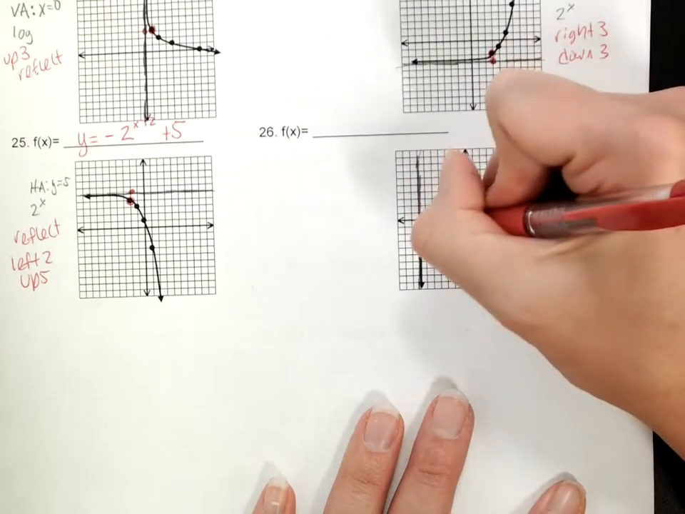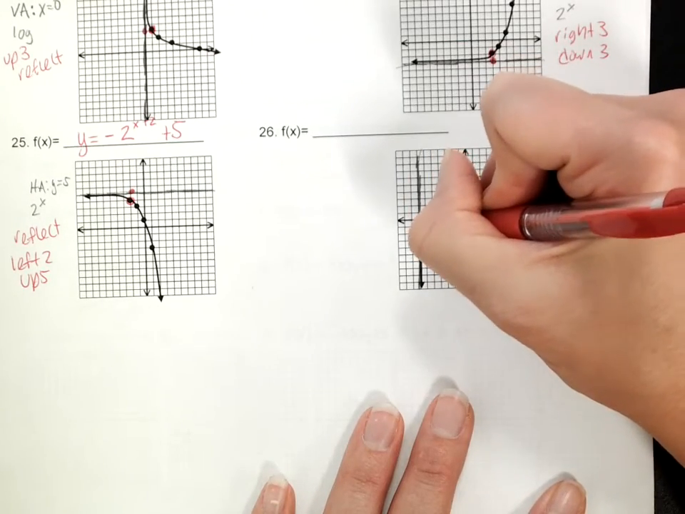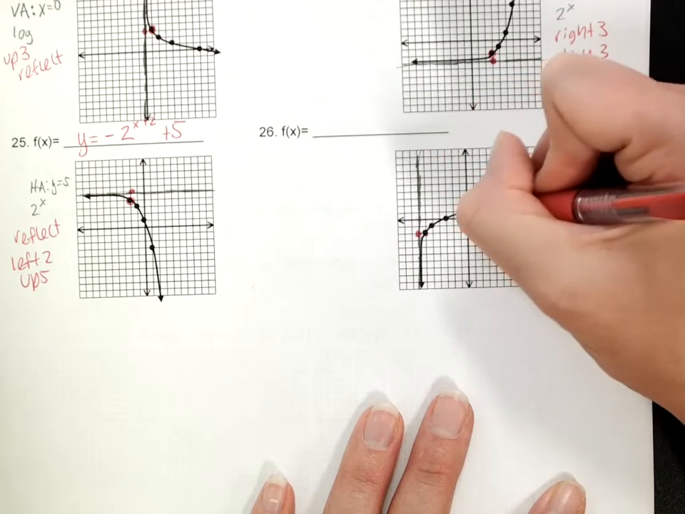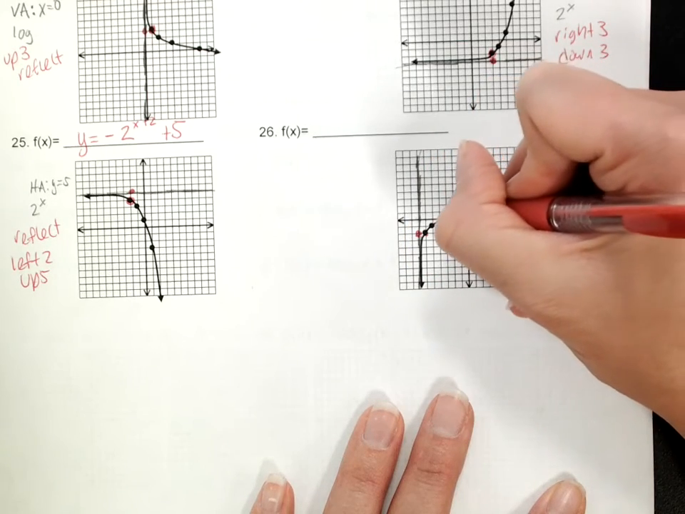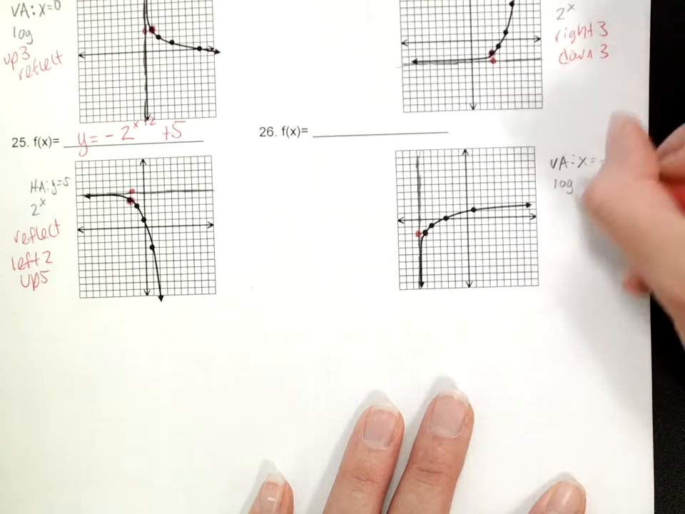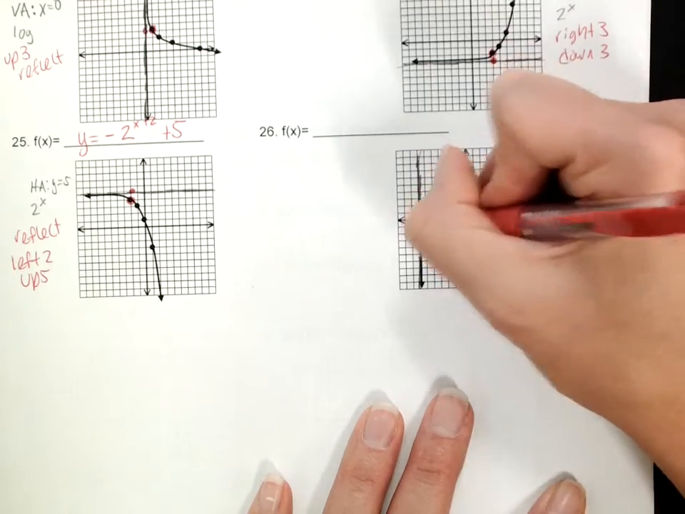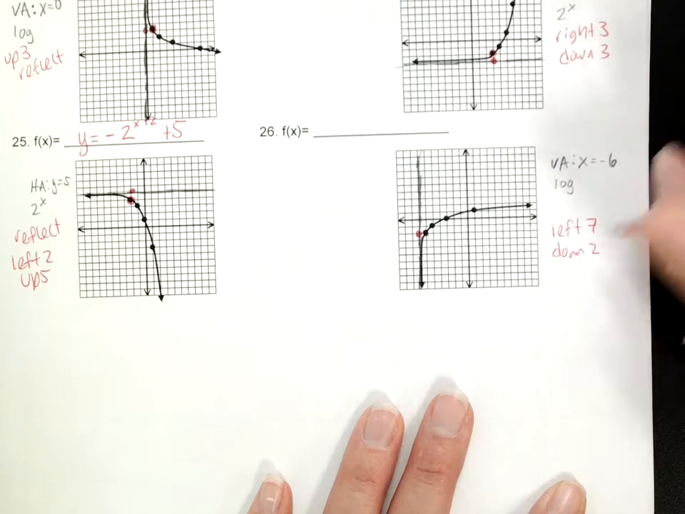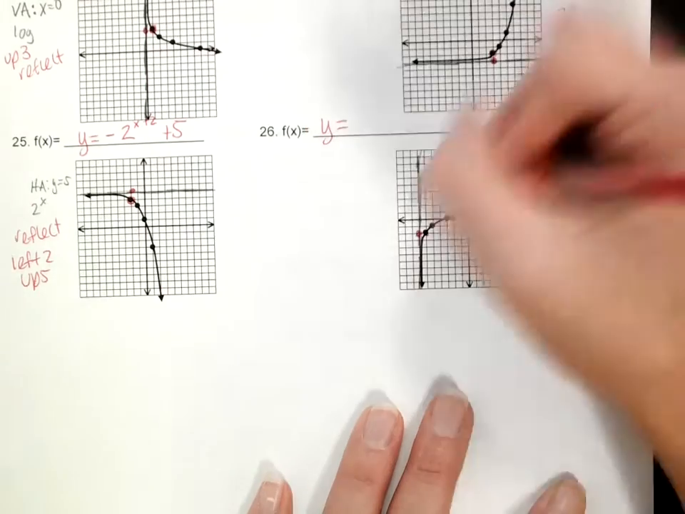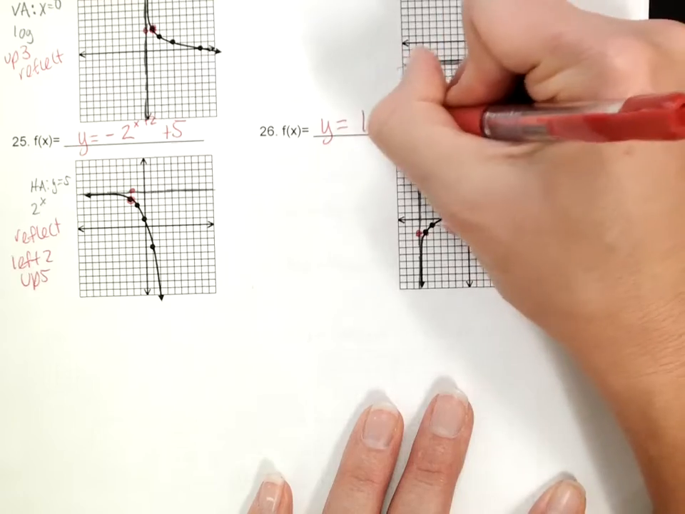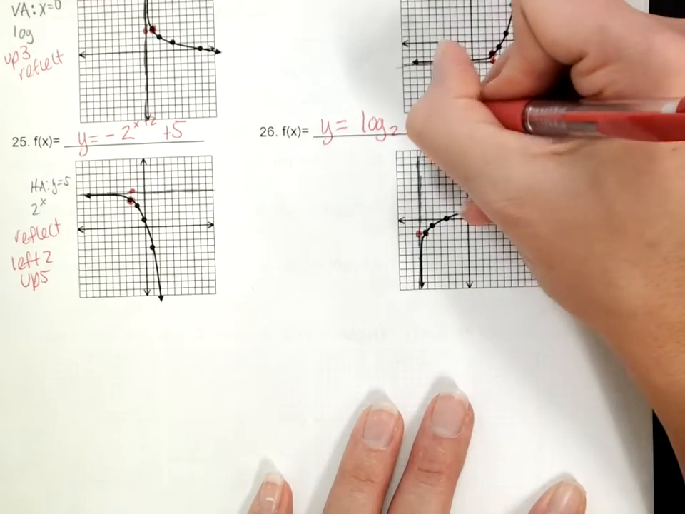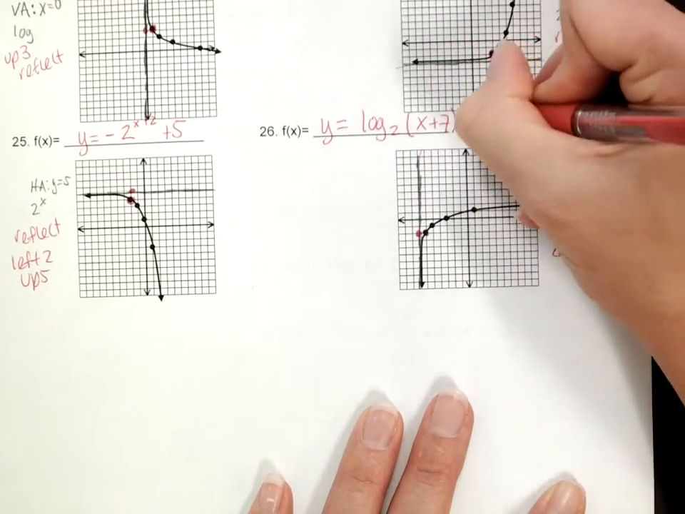Last one here. Again, this first point is usually at the point 1, 0. So 0, 0 is right there. I've moved left 1, 2, 3, 4, 5, 6, 7. Here you can also use the asymptote to help you with that. And down 2. So my equation, y equals, hasn't been reflected, log little 2 in parentheses, x plus 7, big minus 2.